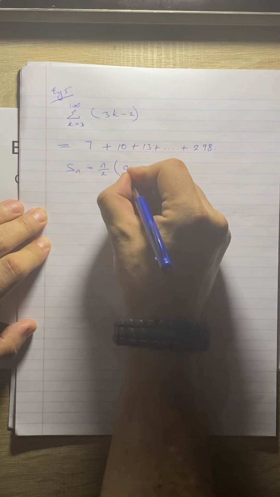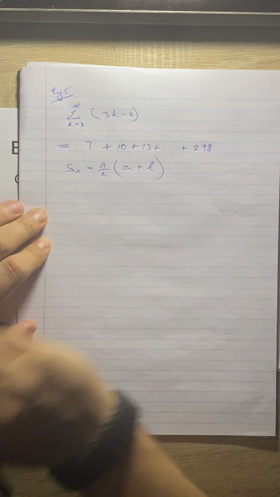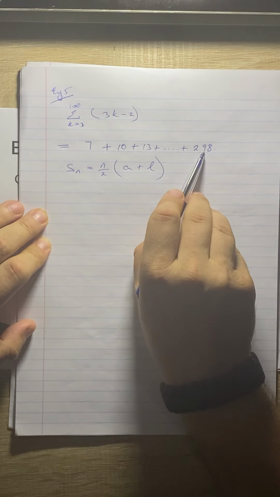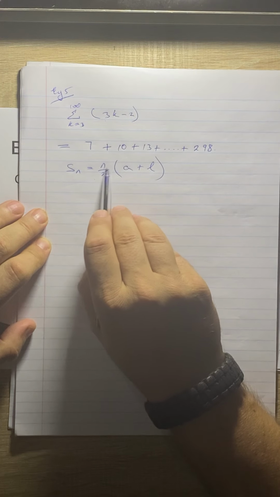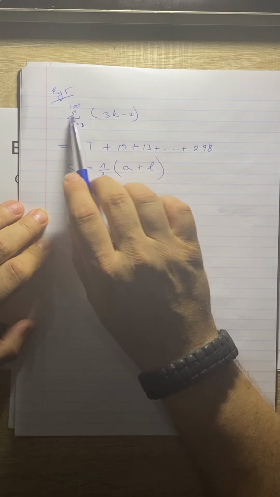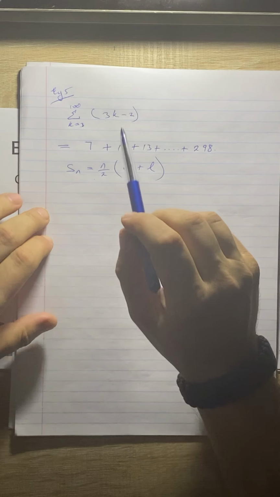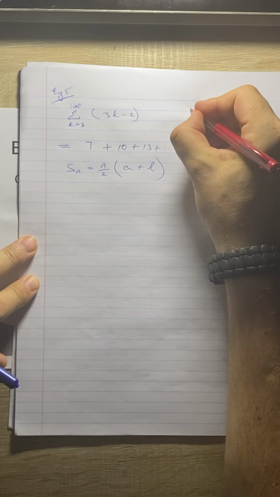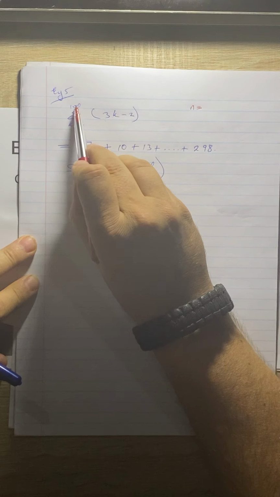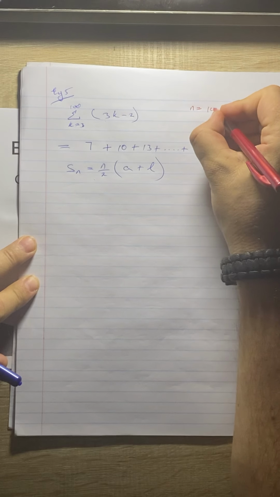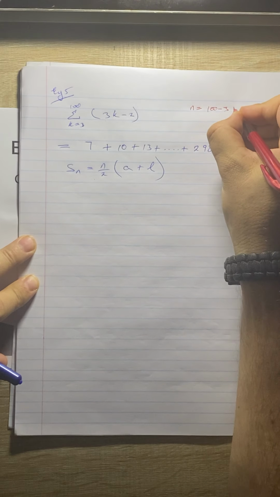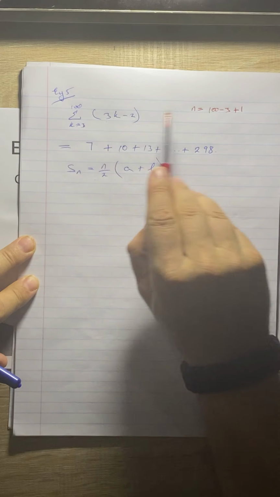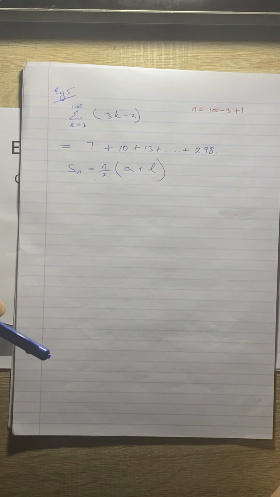Just remember that this one is not given on the formula sheet. Now, in order to use this, we need A, we've got A, we need L, we've got L. Here comes the problem. We need to know what n is. How many of these things are we adding up? With sigma, to work out what n is, it's always the top one minus the bottom one. So 100 minus 3 plus 1. Don't forget that plus 1. Top minus bottom plus 1 will give you how many terms are in that series.